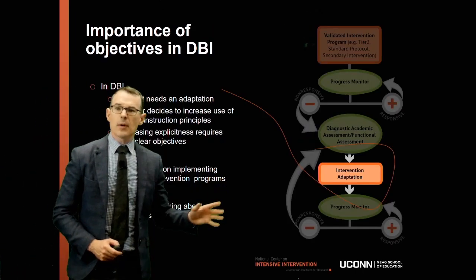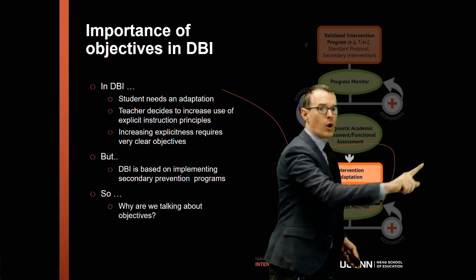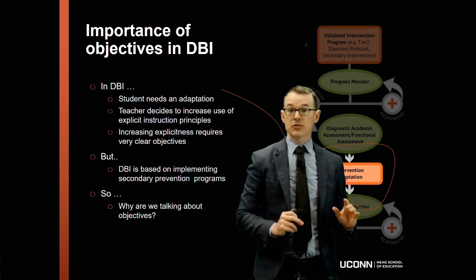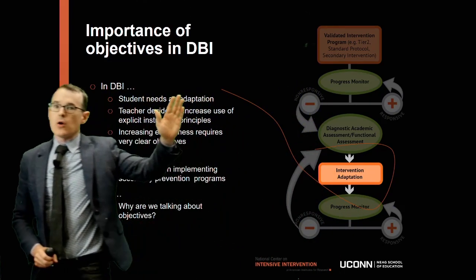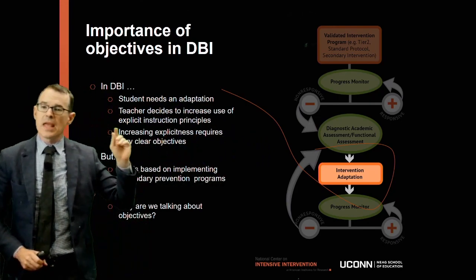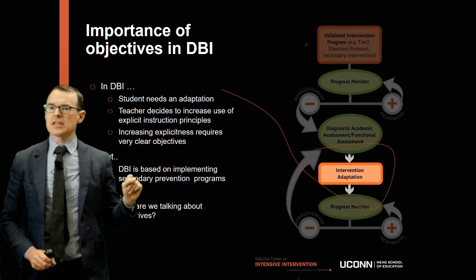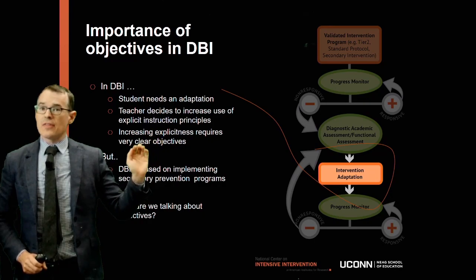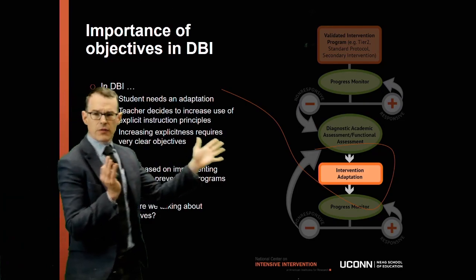So let's then talk about how this does fit into the DBI framework. Starting over here, you know that one type of intervention adaptation is to increase the use of explicit instruction principles. And why do we do that in database individualization? We do that when a student needs an adaptation, when we realize students haven't responded to instruction. And what we find when we evaluate student diagnostic data is we realize maybe there's something about the instruction that we needed to change. And if we do that, then we need to make sure that the objectives are very clear.